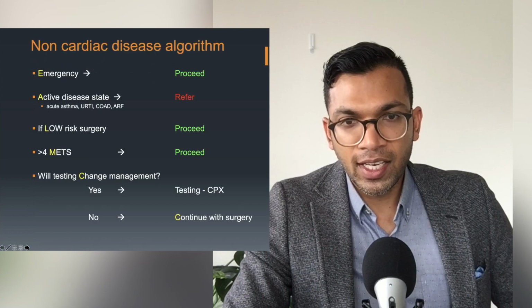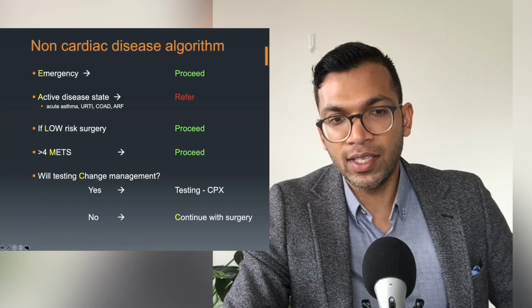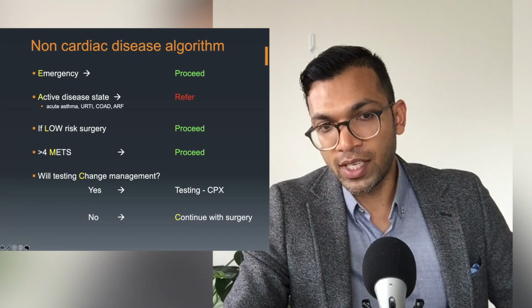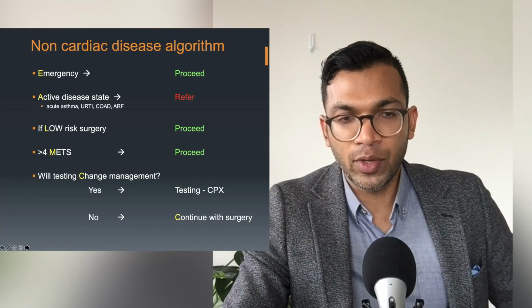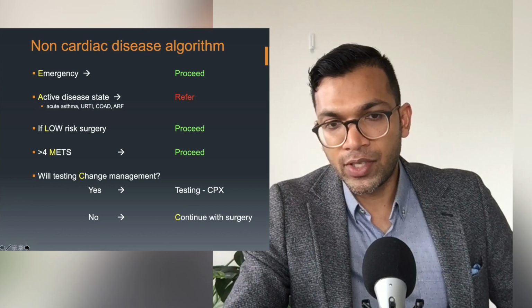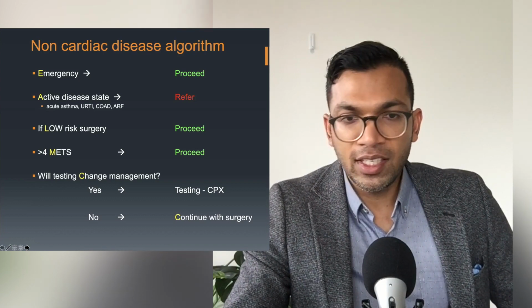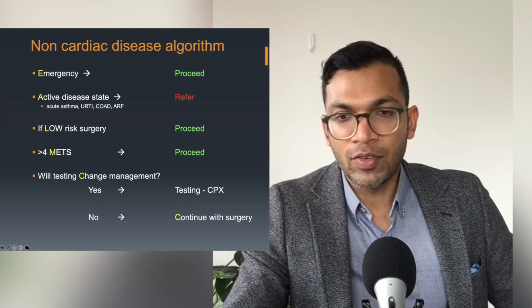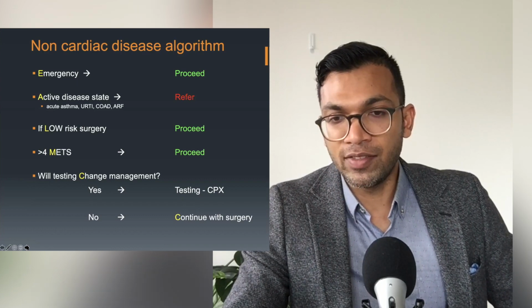So the non-cardiac disease algorithm is exactly the same. Every anaesthetist loves morning coffee. Is it emergency? If so, proceed. If it's an active disease state, whether it's acute asthma, upper respiratory tract infection, COAD, or acute renal failure, you need to refer, optimize, stabilize. If it's low risk and there's no active disease, you can proceed.